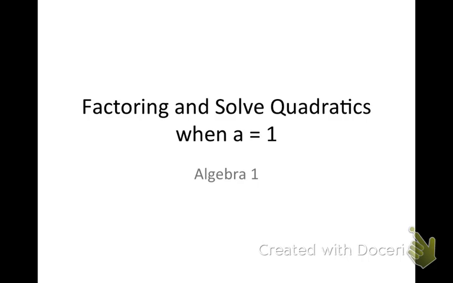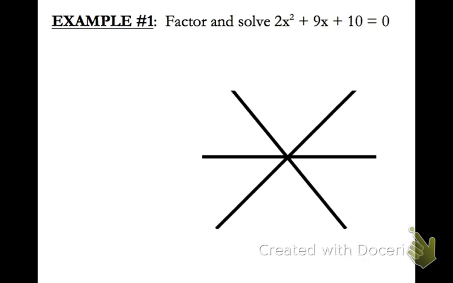Even though it says when a is 1, I meant when a is not 1. Alright, so in this example, I have a as 2. So the first thing I always want to look for is a greatest common factor that I can divide out. Well, there's no common factor between 2, 9, and 10, so I'm just stuck with the 2, 9, and the 10. So my AC is going to be 20. 2 times 10 is 20. My B is 9. And my AX is 2x this time.